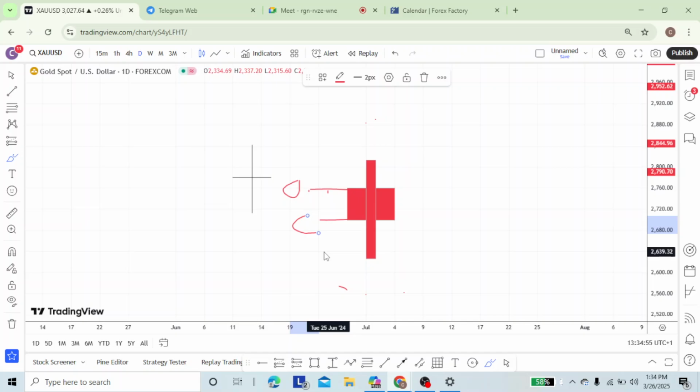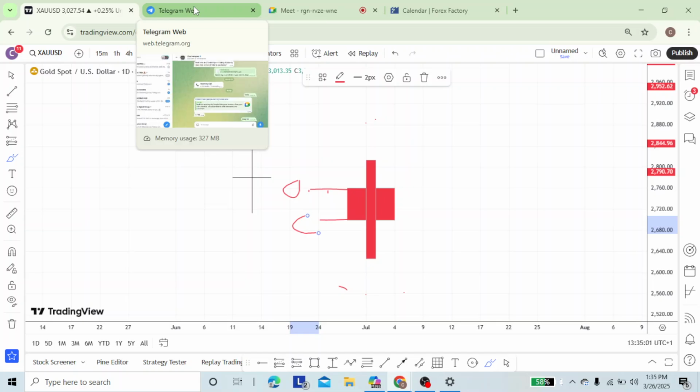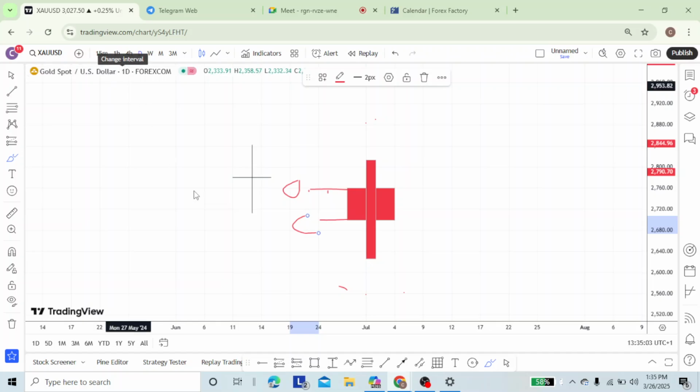Doji. I want answers. If this high is too long and this low is too long down, what will it be called? Doji. Doji, sir. I explained this in this class. We are not saying doji. It means we don't even understand the concept we are teaching right here. It means we are not following the tutor.